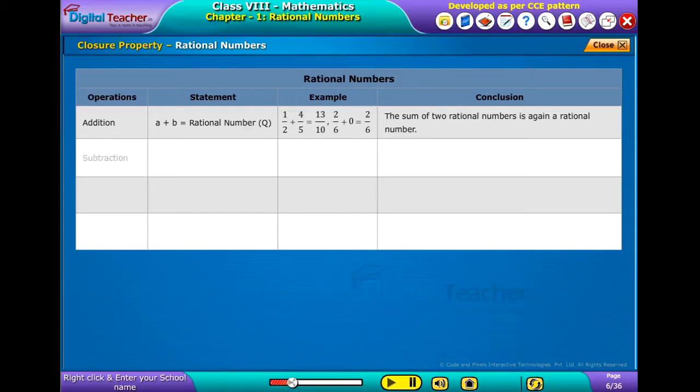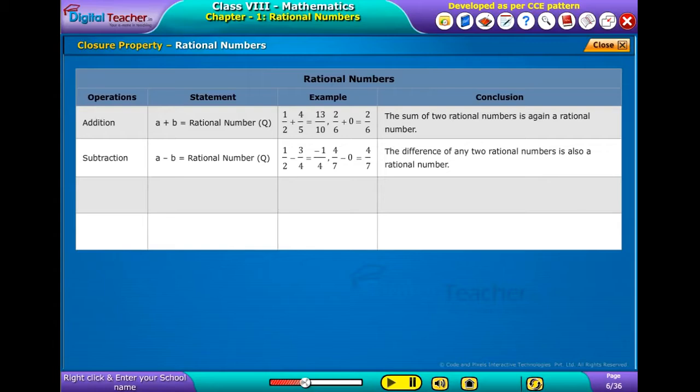Under subtraction, it states that the difference of two rational numbers is also a rational number. For example, 1/2 minus 3/4, which is equal to minus 1/4, or 4/7 minus 0 is again equal to 4/7. It concludes that the difference of any two rational numbers is also a rational number.